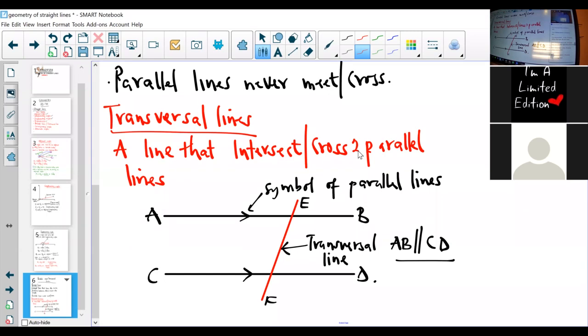Are we okay so far? Please let me know. The quicker you respond, the faster we move. Are we okay so far? Thanks, Amira. Parallel lines and transversal line. Beautiful.